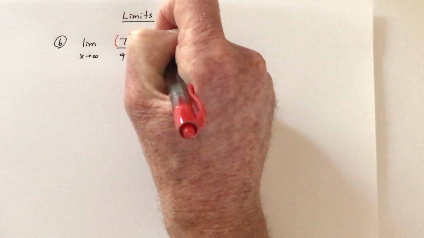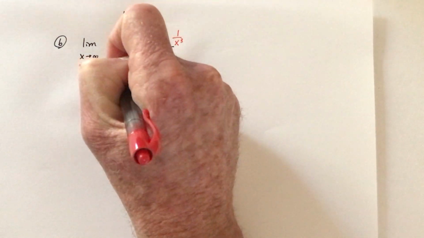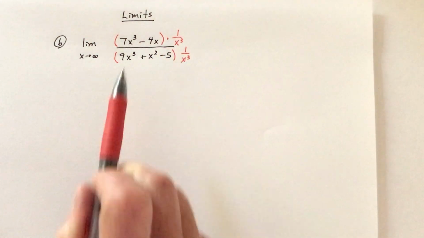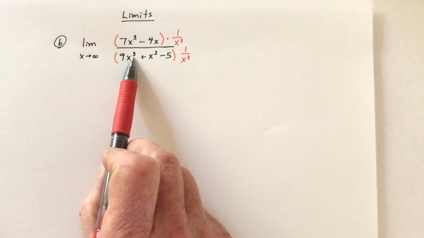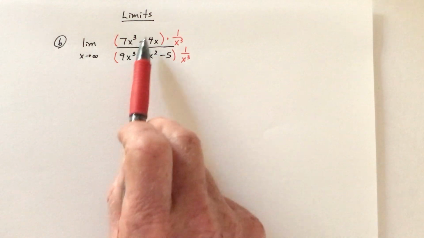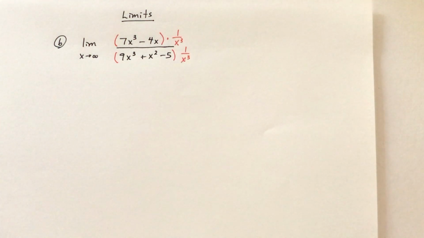Then what you do is multiply the top and the bottom by 1 over that x cubed. Now, if this one had said x cubed and this one said x to the 12th, I would be using x to the 12th and x to the 12th. So whatever, when you look at all the terms, whatever's most powerful, that's what you use right here.